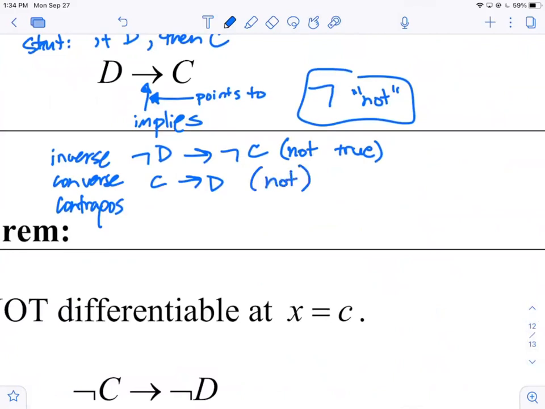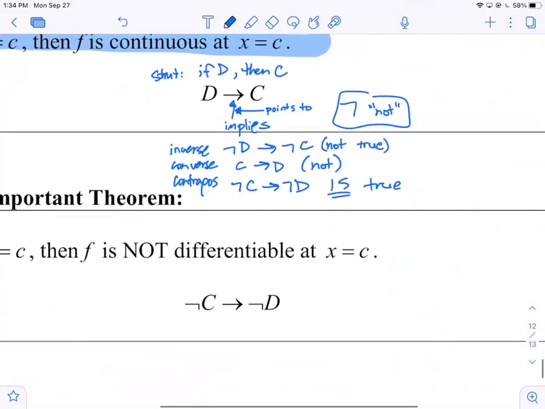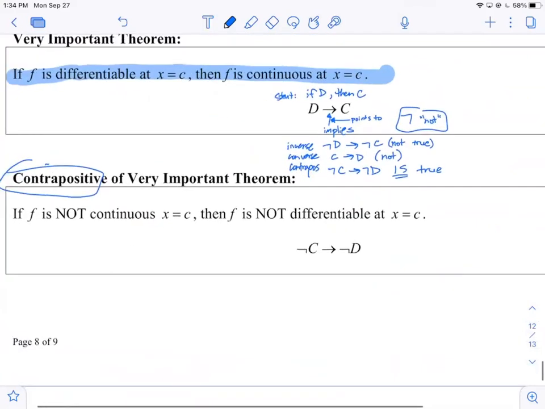But you know which one is true? The contrapositive. The contrapositive is a combination of the inverse and the converse. It negates the opposite. And this one is true. And we know this one already. We'll finish with this for today. If a function is not continuous at a point, then it's not differentiable. We've already talked about that, right? Any discontinuity then, a jump, a hole, a vertical asymptote, it's not going to be differentiable. All right? So there you go.